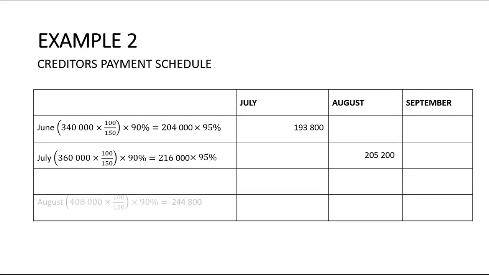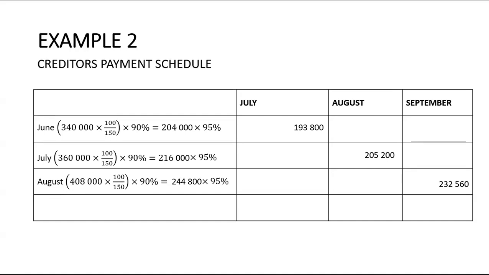For September, you need to take 408,000 times 100 divided by 150. It'll give you cost of sales for August. Then you will take cost of sales for August and multiply it by 90%. That will give you your credit purchases for August, which will be 244,800. Of the credit purchases, only 95% of that value will be paid in September. And that will be 232,560.